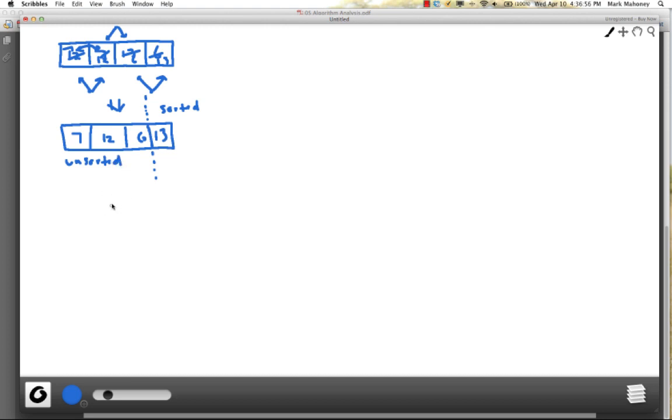Okay, so we could do this again. Look at these adjacent pairs. So we have 7, 12, 6, and 13. And again, we'll do our left and right comparison.